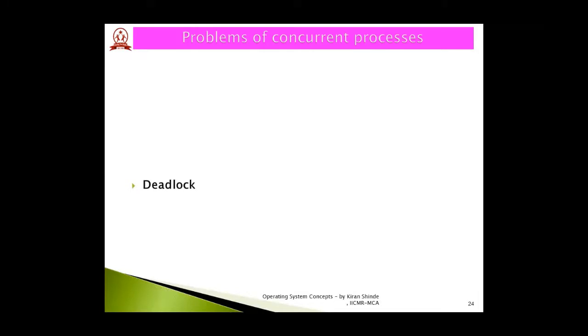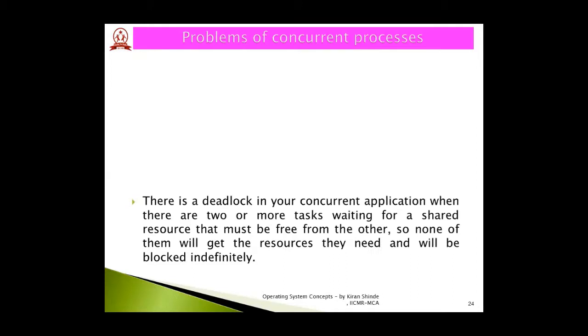The second problem which can arise with respect to concurrent processes is deadlock. Now, what do you mean by deadlock? There is a deadlock in your concurrent application when there are two or more tasks waiting for a shared resource that must be freed by the other. So none of them will get the resources they need and will be blocked indefinitely.